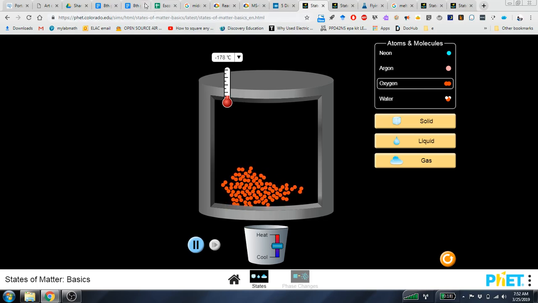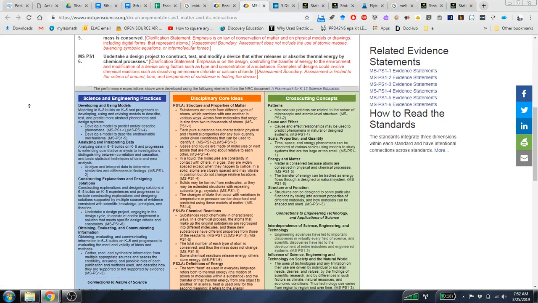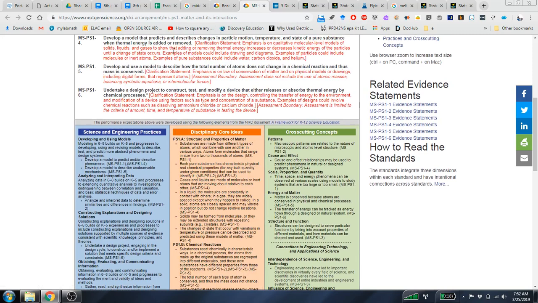So that kind of debate is valuable for helping the kids to reach these DCIs and the performance expectation up here: changes in particle motion, temperature, and state.